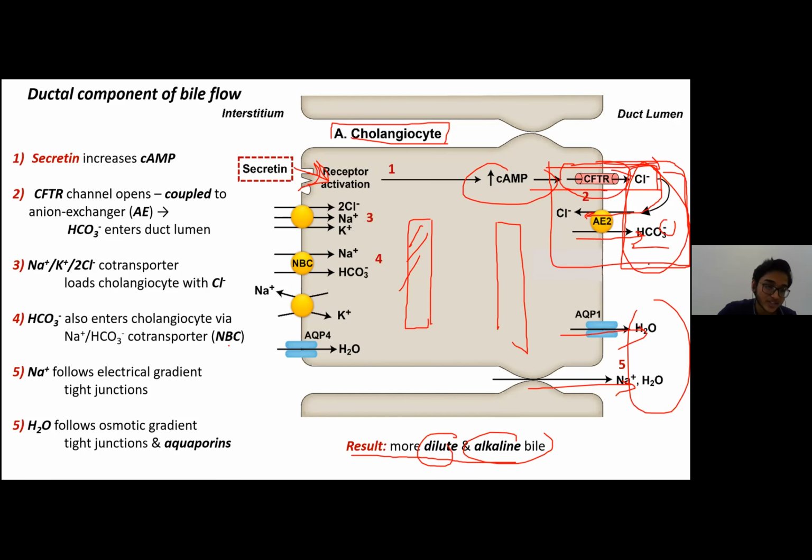I don't understand the question. Dilute of what? What do you mean? Yeah, so the result is the bile gets more alkaline. The bile gets more alkaline. And also gets more diluted because you're putting out more water. Yeah, so chloride is the one getting reabsorbed. Bicarb is the one getting secreted.